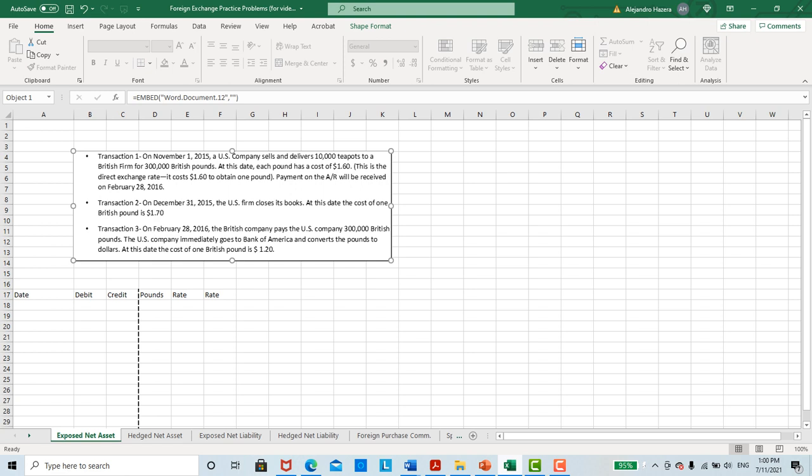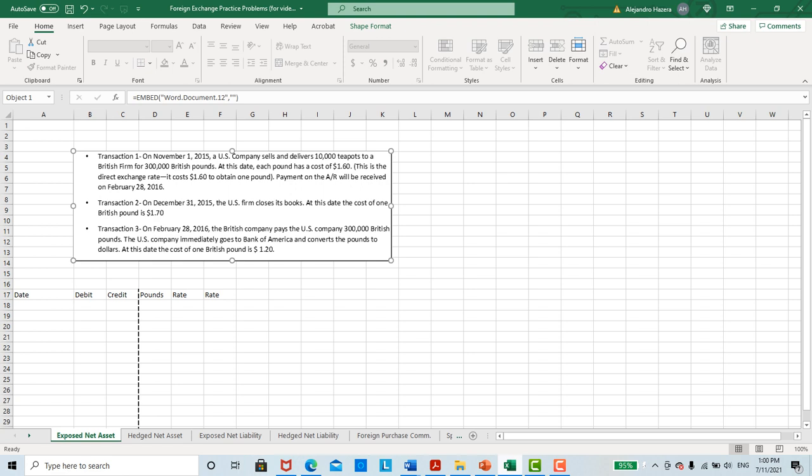On November 1, 2015, a U.S. company sells and delivers 10,000 teapots to a British firm for 300,000 British pounds. Okay, so you're going to sell them 10,000 teapots for 300,000 British pounds. And we're going to make the assumption all through these examples, or else it would be irrelevant, that the receivable is denominated in British pounds, which means that when the British company gives you the 300,000 British pounds, the receivable is settled.